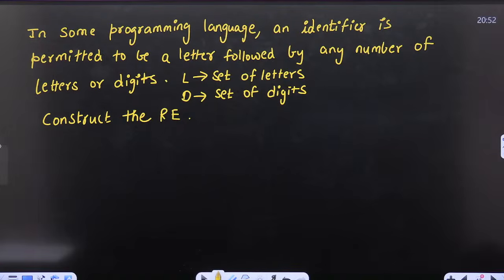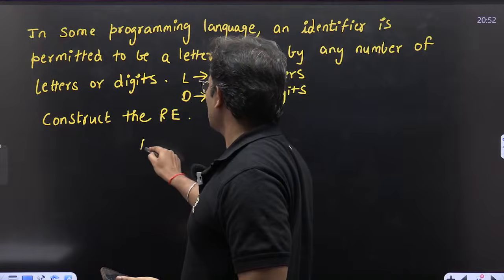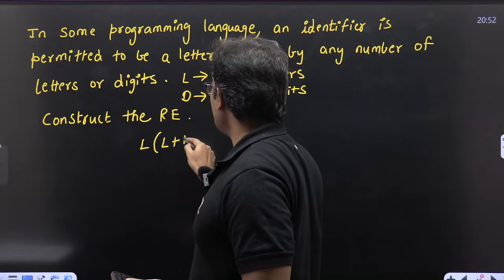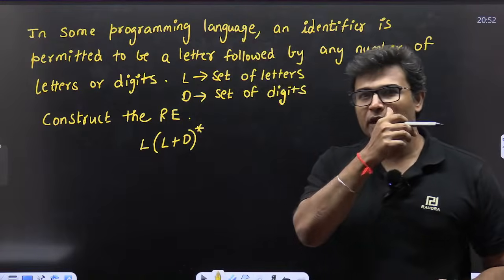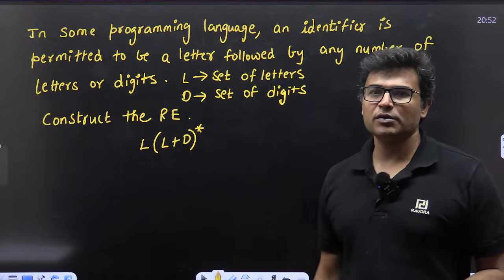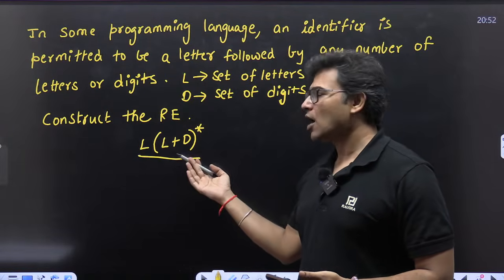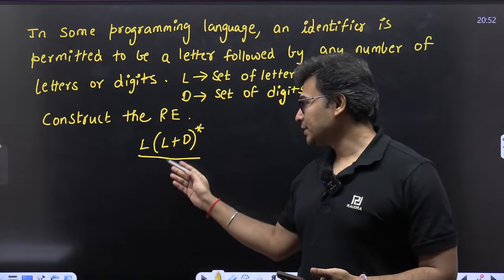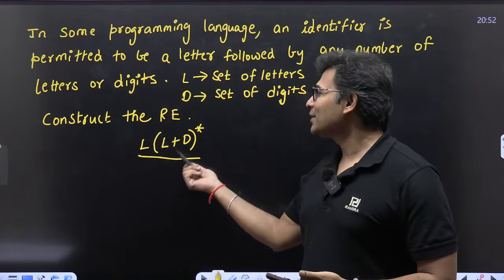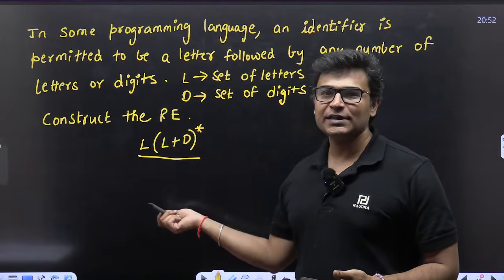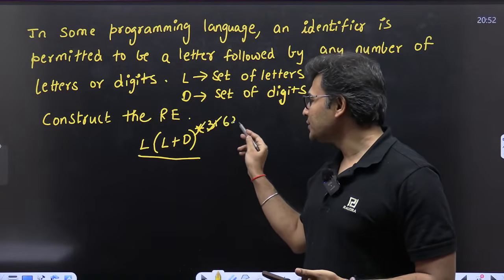Very good. Everyone answer it right? So it has to be a letter followed by any number of letters or digits. Generally, in programming languages, there will be a limit on the size of the identifier. Okay. But then this is imaginary. How can it be infinite? Isn't it? If I write L plus D star, it is going to be infinite, right? So no practical programming language will have this. Generally, they will have something like 31 or 63, something like that.